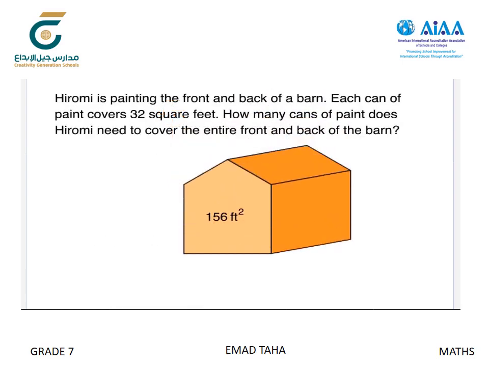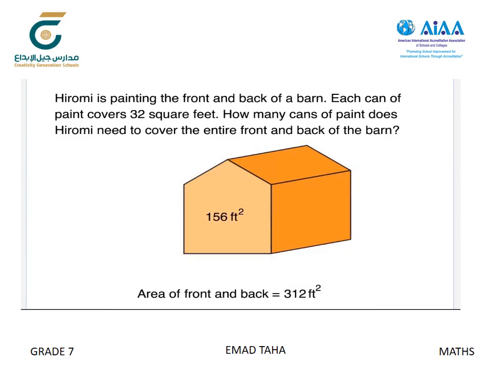Point out that Hiromi needs to cover the entire front and back of the barn. Ask students how to calculate the area of the front and back. Listen and look for students who explain that we cannot see the back of the barn in the drawing, but we can assume it has the same shape as the front of the barn. Its area is also 156 square feet, so the two areas together are 312 square feet.